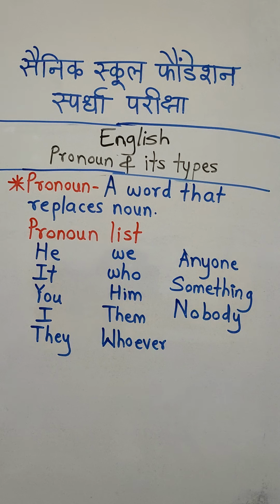Here we have given some list of pronouns, that is he, she, it, you, I, they, we, who, him, them, whoever, anyone, something, nobody, etc. So here all these are called as the pronouns. That means we are using these words instead of nouns there.